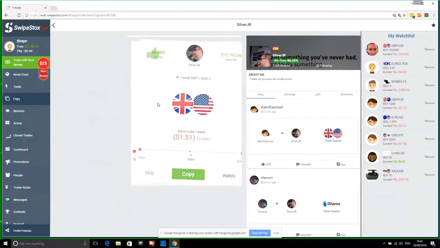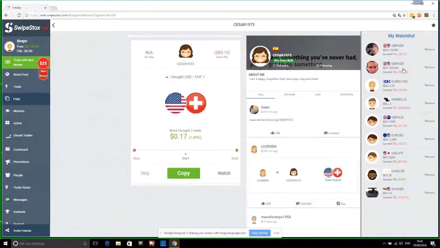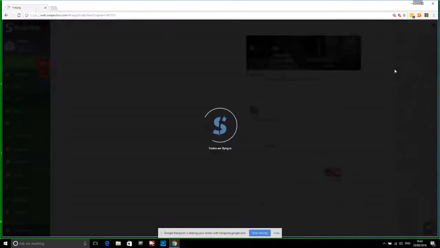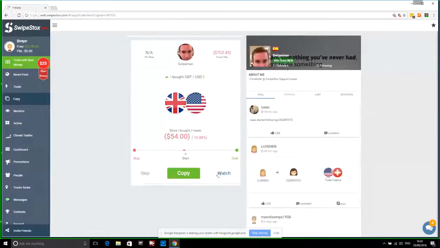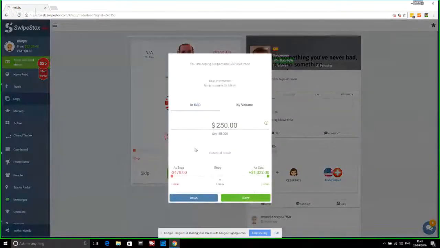Another pound USD. Okay, it's interesting because he sold it. The previous trader I watched bought it. So it's going to be interesting to see which one is worth following. Let's have a look at these two traders and what they're trading. Let's go on copy to get some information. You can see that he's risking about $475 to get 1,000. So the risk reward is definitely good.